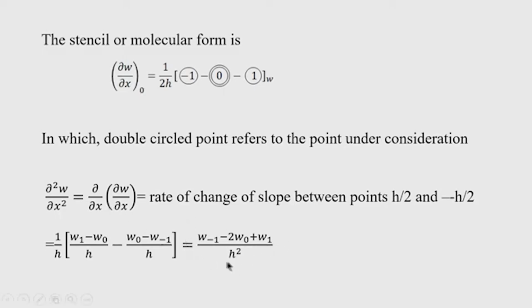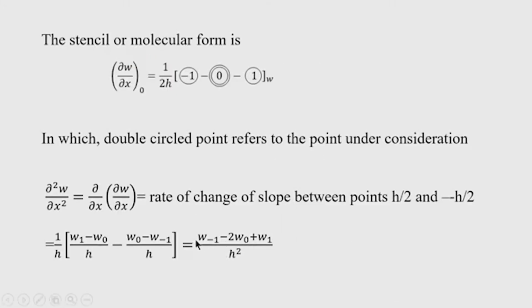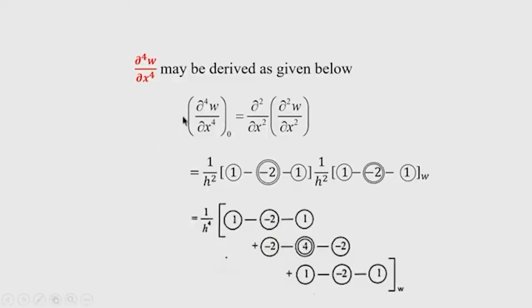Okay. This can be written in the molecular form or stencil form, and the stencil form will again have 3 points, but here the coefficient will be 1 over h square, and there it is plus 1, and there it is plus 1, and here it will be minus 2. Although I have not represented it here, in the later expressions you will find this curvature appearing in the molecular form. Okay. So, now the fourth derivative, that is the highest derivative in the plate equation, is to be evaluated.